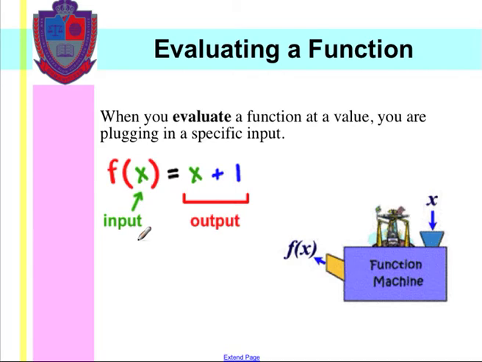Evaluating a function. When you evaluate a function at a value, you're just plugging in a specific value. So it's somewhat like substituting. So f of x is equal to x plus 1. When I substitute a value of x, my input, I will get an output. Think of it as my function machine right here. Put in a value for x, and I will get f of x.